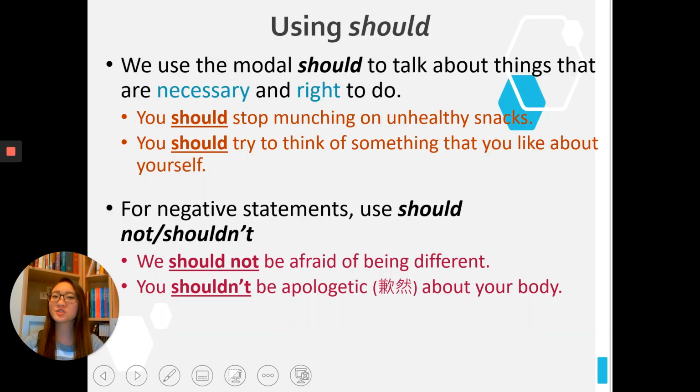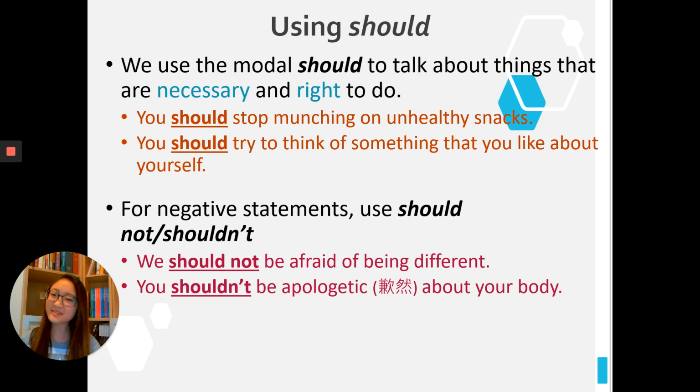When we are using should, we use it to talk about things that are necessary, the things that you need to do, and it is right to do. So you should stop munching on unhealthy snacks. You should try to think of something that you like about yourself.